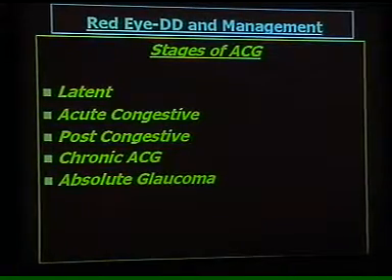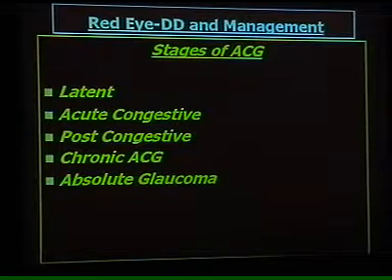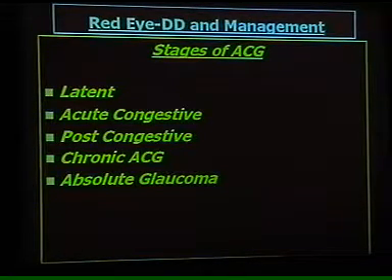Now acute angle closure glaucoma. What happens in angle closure? In the front part of the eye, the aqueous is formed by the ciliary process in the posterior chamber, and through the pupil it comes into the anterior chamber, and from the angle of the anterior chamber, through the trabecular meshwork and then the canal of Schlemm, it goes out. A balance is maintained between the production and the drainage.